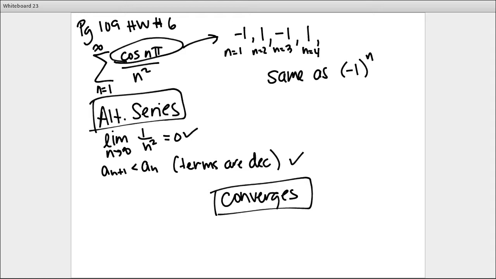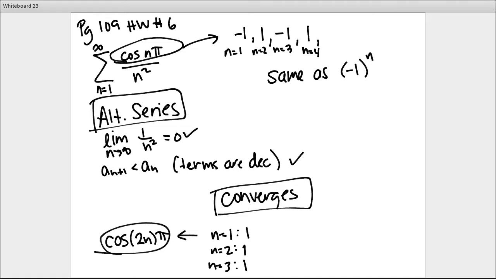But be careful. Make sure you expand those cosines out, right? Because you could get an alternating series, but not always. Had this been a cosine of 2n times pi, right? When n is 1, you're going to have 1. And when n is 2, you got 4 pi, so it's positive 1. And when n is 3, you would have 6 pi, which is also 1, right? So this is always 1.